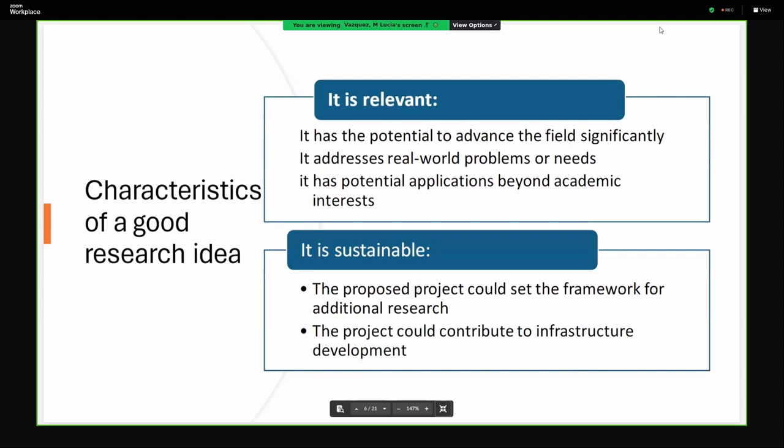It is also relevant that you look at your idea and see if it has the potential to introduce a paradigm shift, a way of looking at the problem in a different way. And of course, it helps. I know that some of us sometimes work on theoretical topics, but if your research falls into addressing a real world problem, of course, that's going to be advantageous. Also, if it has applications beyond the academic interest, that could be very helpful.